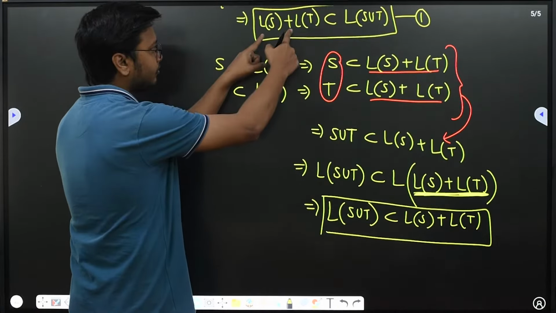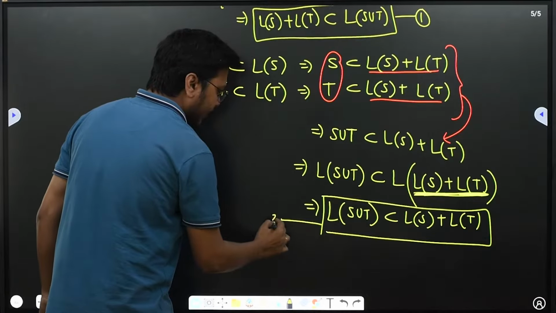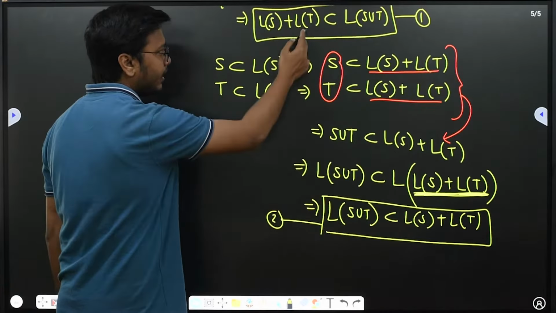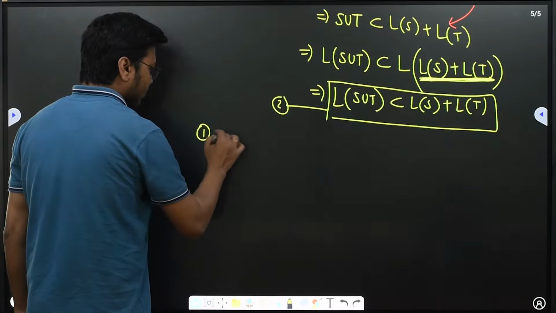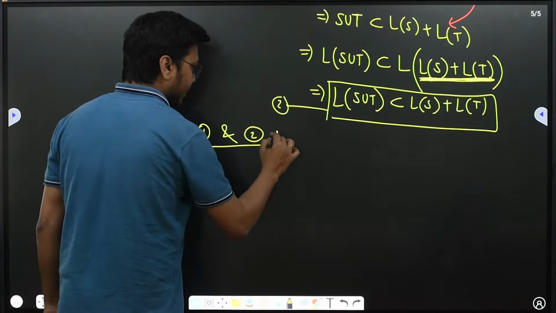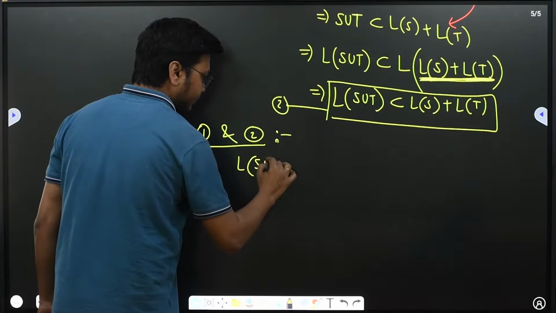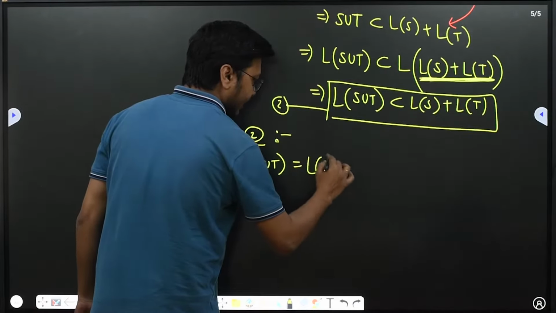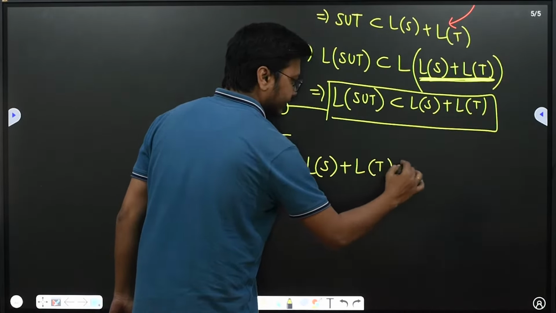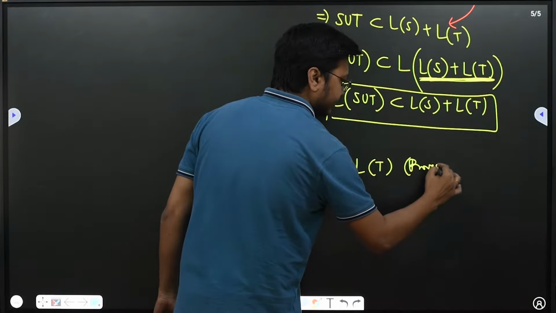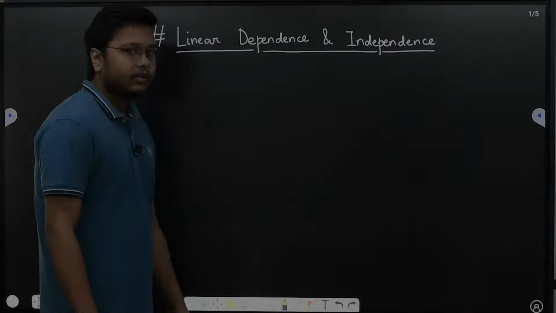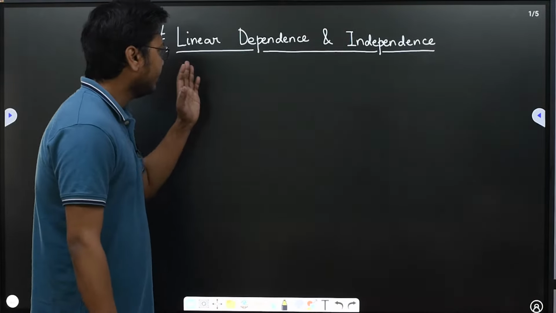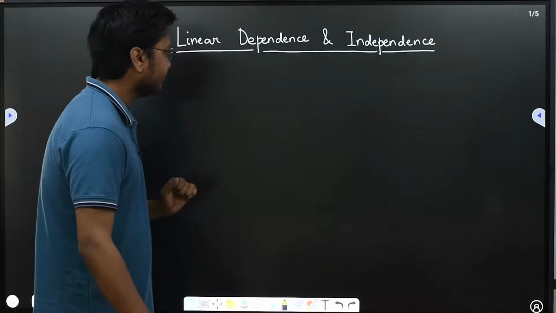I have done the first part here, which I was calling 1, and this is the second part. So 1 and 2 together would imply L of S union T equals L(S) plus L(T), and that's the proof. Okay. So then coming to the next part, which is linear dependence and independence.